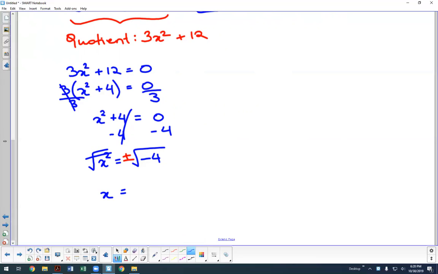Plus or minus 2i. Yeah, because remember, whenever you have a negative inside your radical, we think of -1, square root of -1 being our imaginary number i, right? So this negative part will come outside as i. Square root of 4 is going to be 2. So you're actually going to get plus or minus 2i.